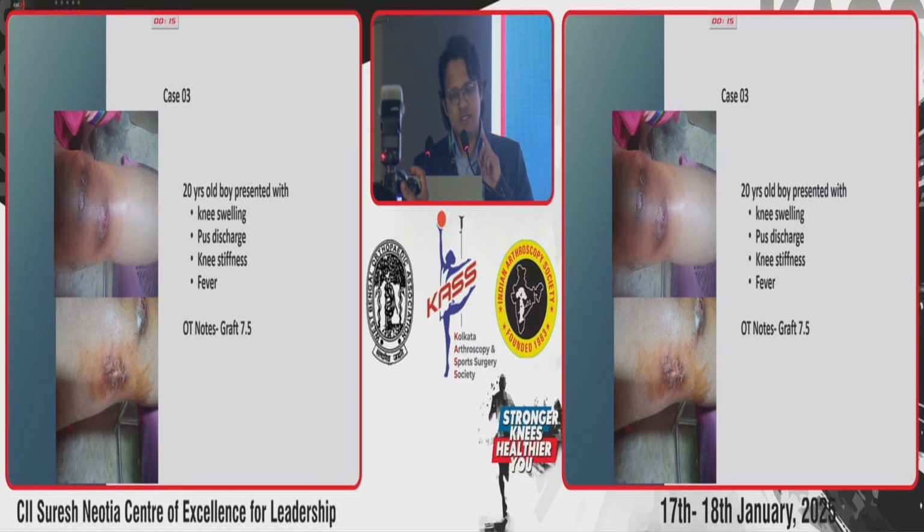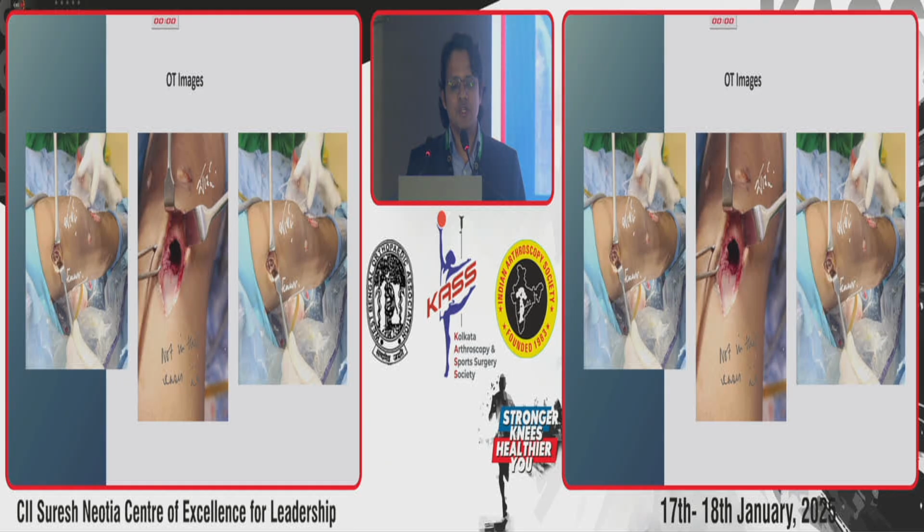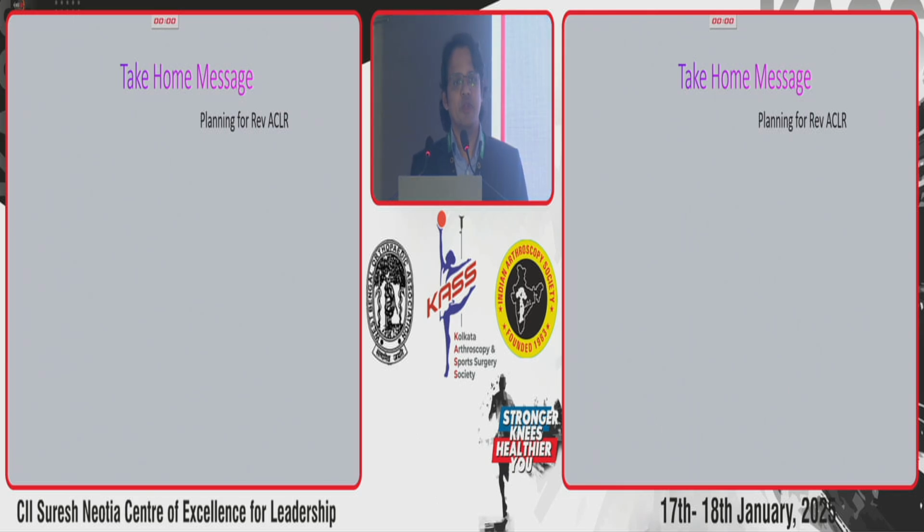This is another case, a third case, in which a patient presented with knee swelling, pus discharge, knee stiffness and fever. I tried to find out the graft which the surgeon used. I called up the surgeon, who said, sir, I used a 7 mm graft. So what next? I debrided it completely clean and used an antibiotic stimulant, and the patient is now doing fine and has achieved his knee range of movement. Maybe next year I will plan the revision.